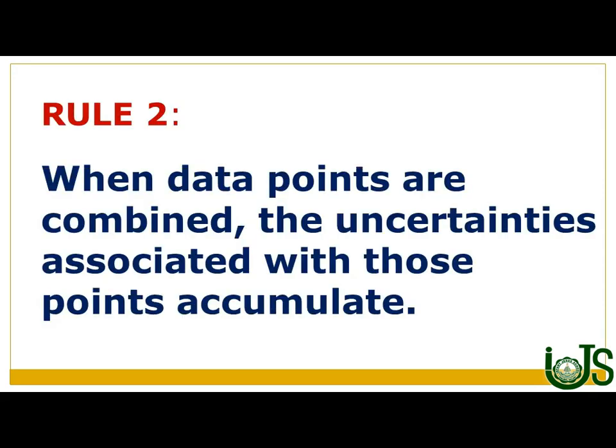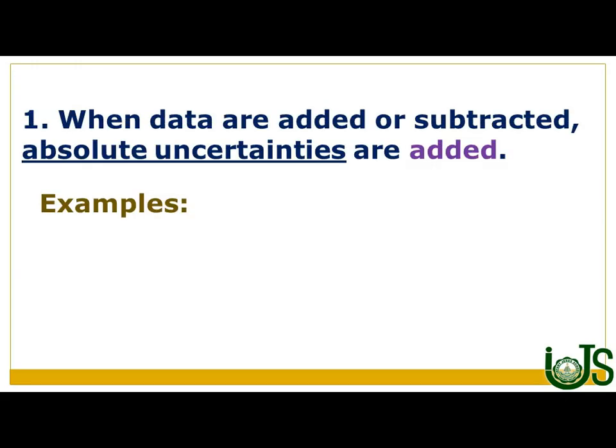Next rule. What about if your data are combined? What will happen to the uncertainties? So when the data points are combined, the uncertainties associated with those points accumulate. So based on this rule, there are 4 rules also being applied, which pertains to the different mathematical operations. So the first is, when your data are added or subtracted, your absolute uncertainties are added.